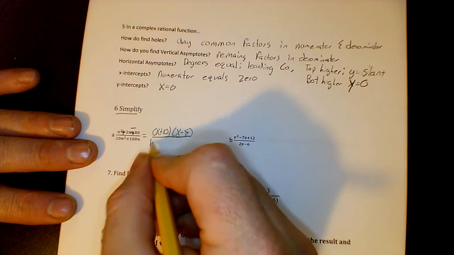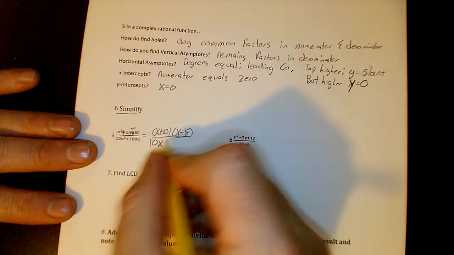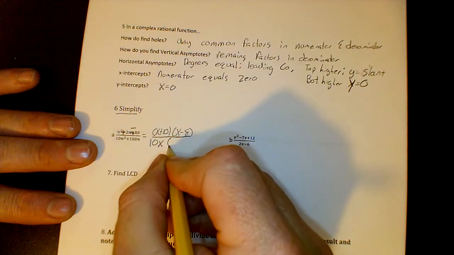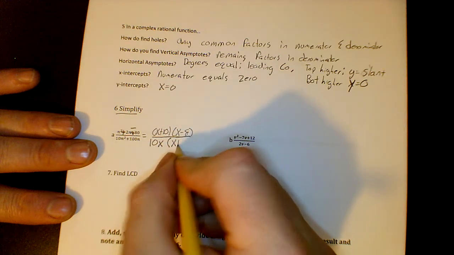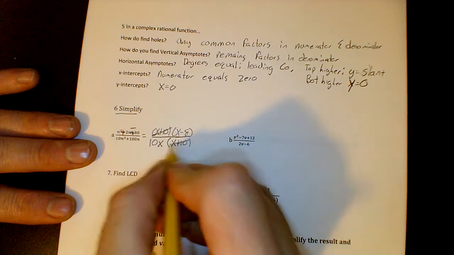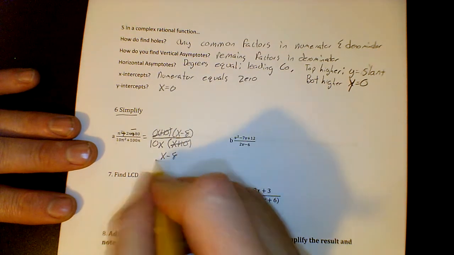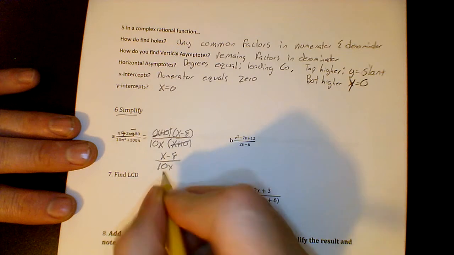There's a little bit of a fault in here, I apologize. I'm going to keep going just because it's getting late over here. So if I factor out a 10x, that leaves me x plus 10. And all you got to do to simplify is cross stuff off. Alright, those are my common factors. I get x minus 8 over 10x.